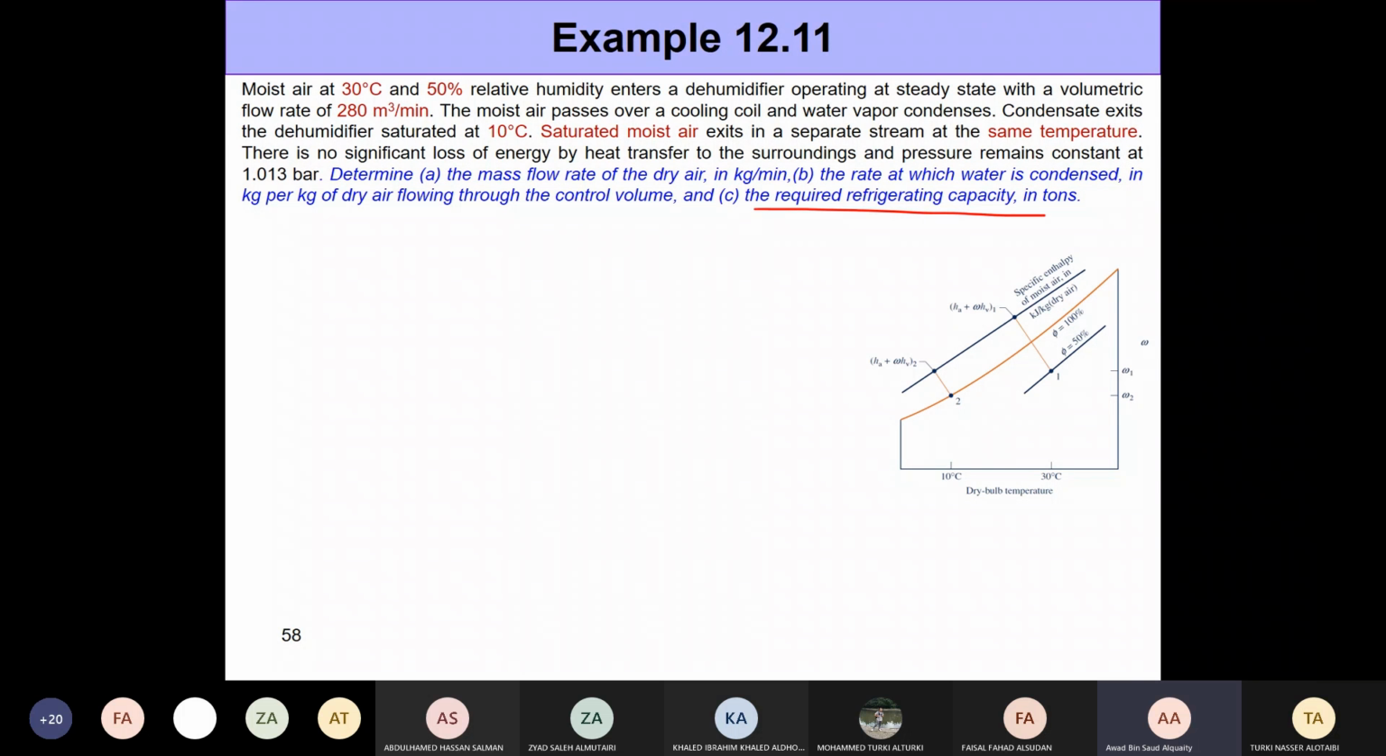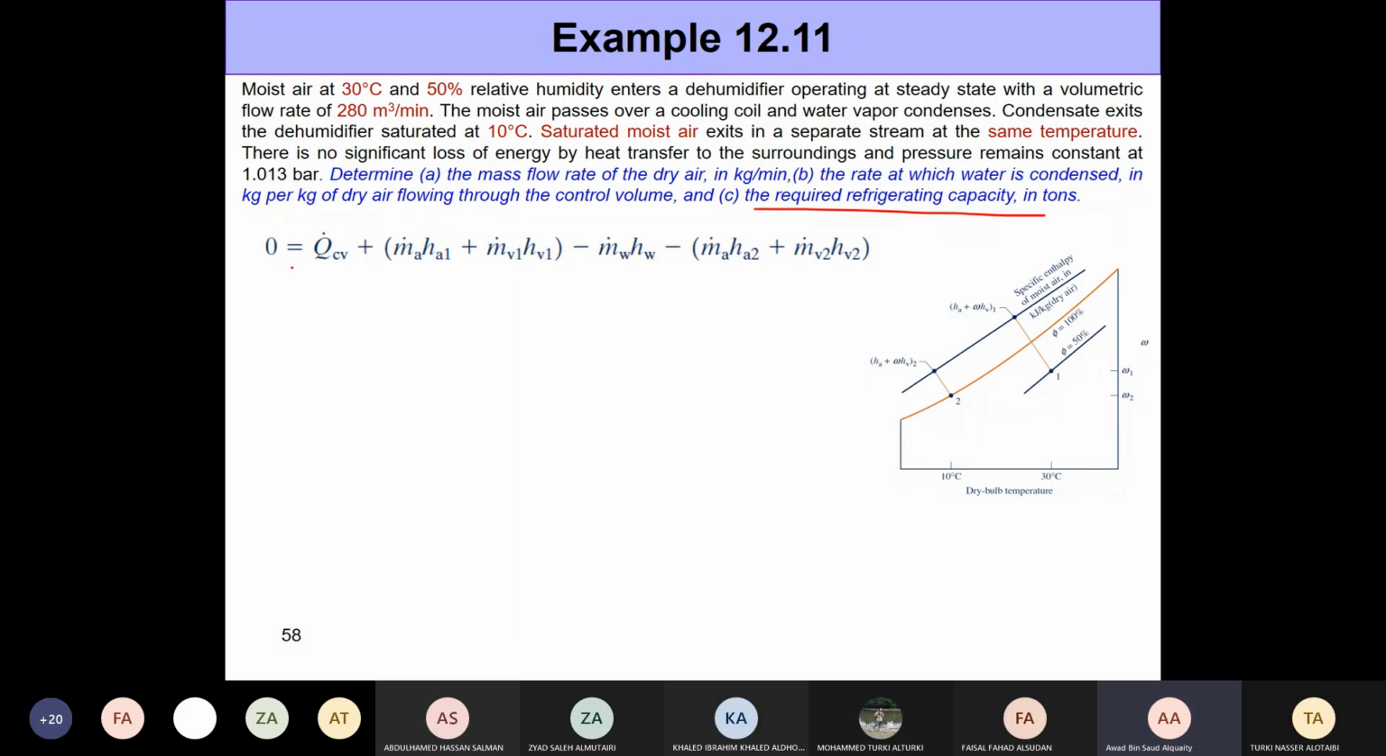Now we need to calculate the required refrigeration capacity, or how much heat needs to be rejected. How do we do this? Any ideas? Yes, go ahead, Abdul Ahmed. You want to add? Energy balance? Yes, energy balance. Nothing new, right? We just need to apply the energy balance here to calculate how much heat needs to be rejected.